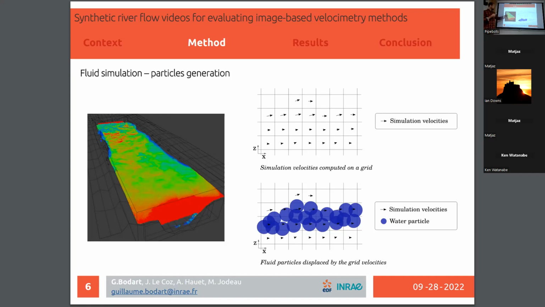So when you generated this, you can click on this image. After generating the particles, you have does not work. No, it's not. Yeah. No problem. We'll see later. Yeah. Next slide, please.